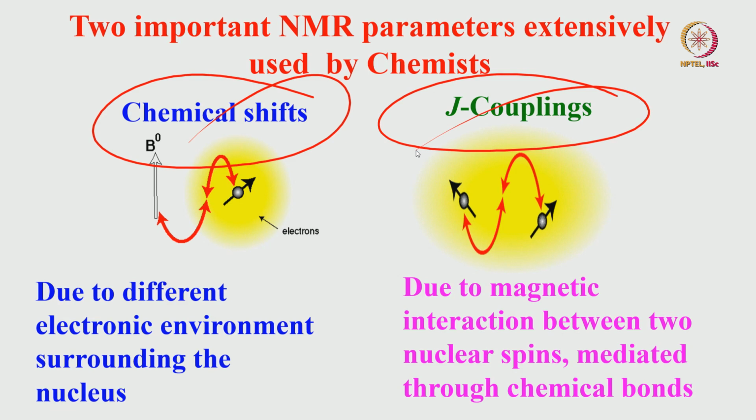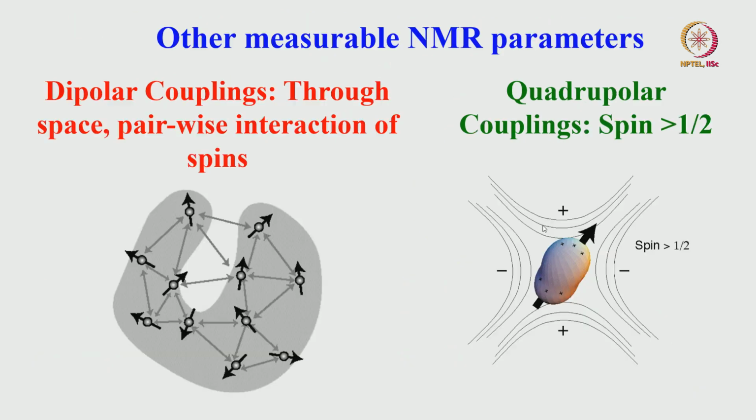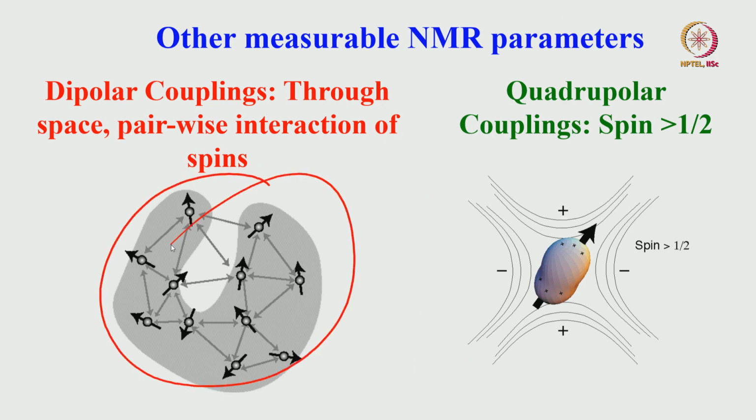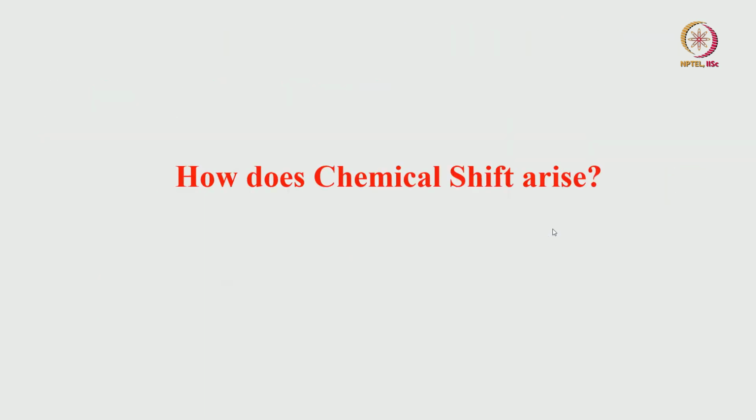Now, if we come to the chemical shifts, how do they arise? Chemical shift is because of the electronic environment surrounding the nucleus, because of the circulating electrons surrounding the nucleus. As I said, the J coupling is interaction of one nuclear spin with another nuclear spin mediated through electrons, that is, through chemical bonds. Now, other measurable parameters are this. It is a pairwise interaction, and this is for quadrupolar spins. We will not worry about it.